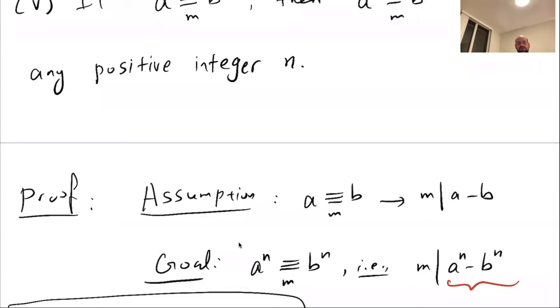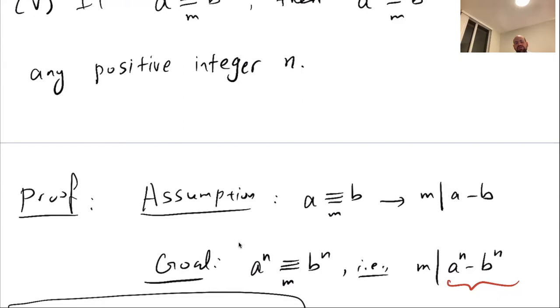So again, my job is to go from assumption to the goal. How can I do that? Well, I know that M divides A minus B. I want to show M divides A to power n minus B to power n. Now, one important property of division that we want to use here is that if M divides a number, then M divides any multiple of that number as well, right? So M divides A minus B, which means that M will divide any multiple of A minus B.